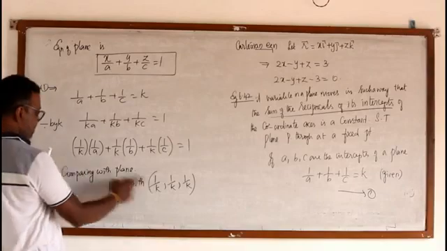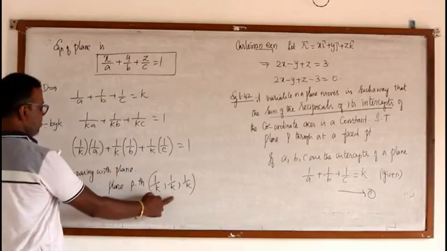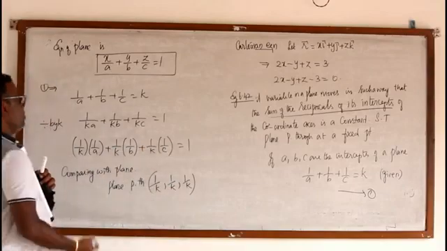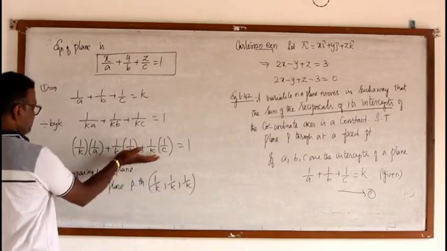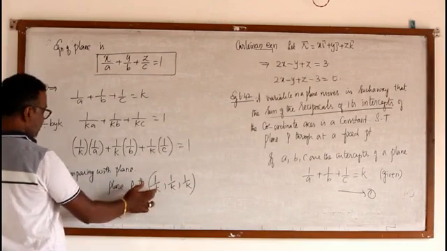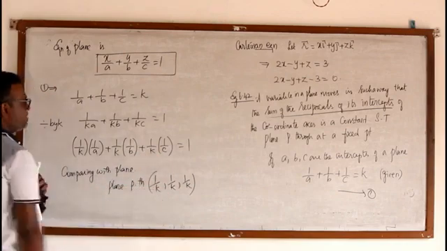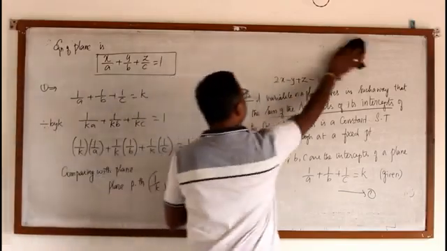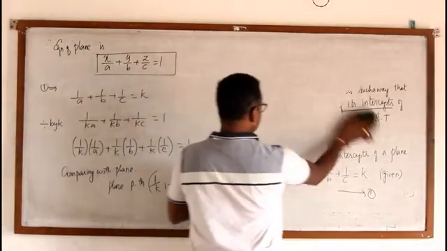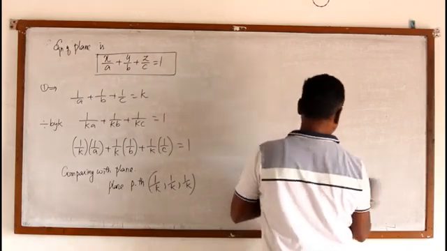So in the place of x I have 1 by k, in the place of y we have 1 by k, and in the place of z we have 1 by k. So instead of x, y, z I can substitute and this equation will be satisfied. Therefore the plane passes through a constant point (1/k, 1/k, 1/k). With that, this problem is proved. So with that, all the examples are over. Now we should go for the exercise.